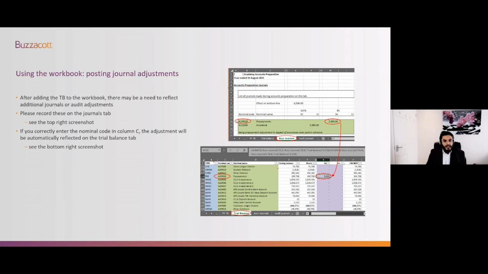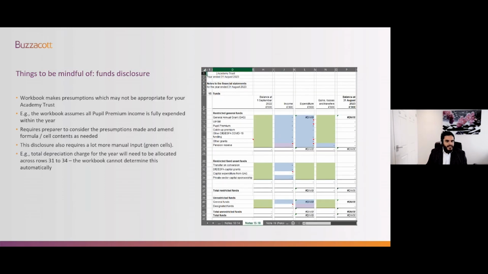Now, so long as the nominal code is correctly entered within column B of the Journals tab, the formulas included within the Journals column of the Trial Balance tab, i.e. columns H and I on the bottom right screenshot, will automatically process the necessary journal and adjust the final values to be used in the accounts. Whilst this process is automated to a large degree, please do be careful, as a typo in the nominal code in the Journals tab could mean that the adjustment is made to the incorrect trial balance line or not adjusted for at all. So on the next slide, we look at the funds disclosure note.